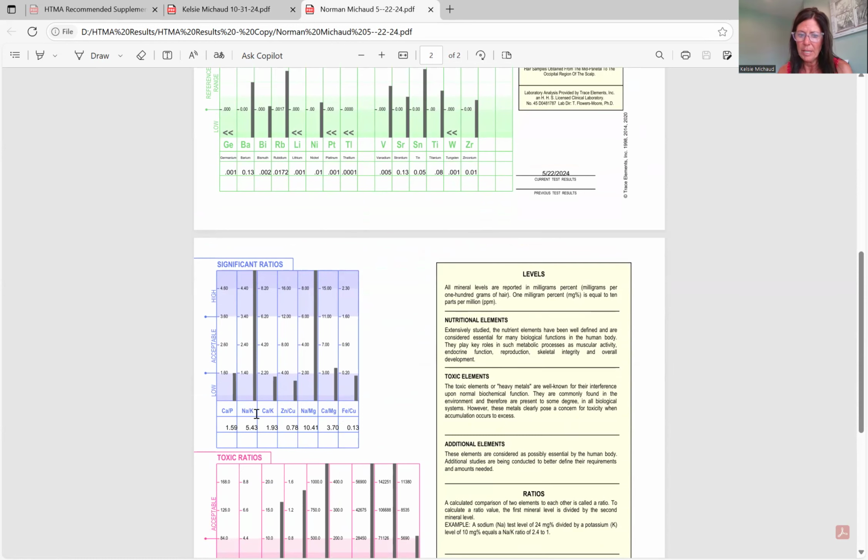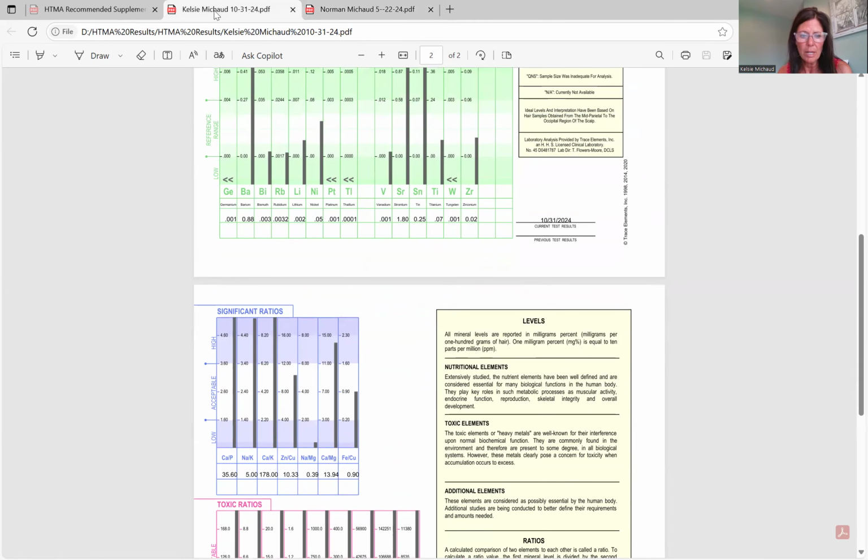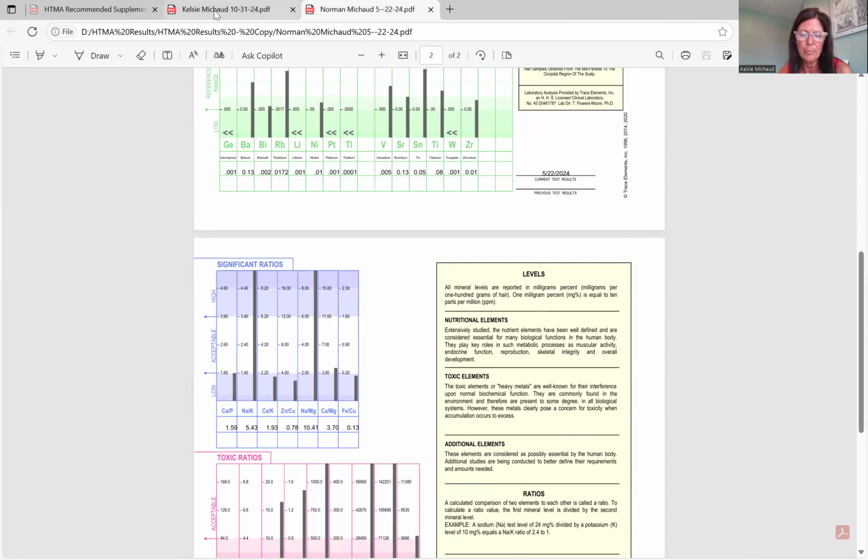The sodium to potassium, his is rather high. It tells us there's some stress going on, some acute stress, inflammation in the body, probably some poor gut health, whereas mine is pretty high too. I think his is a little higher, or just slightly.